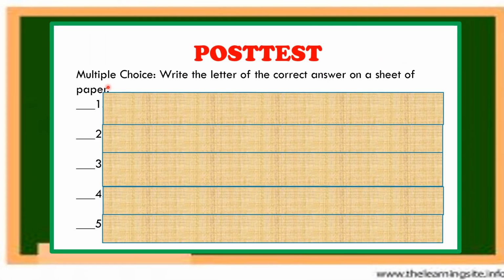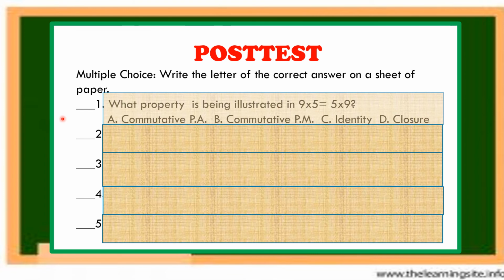We have our post test. Write the letter of the correct answer on a sheet of paper. Number 1. What property is being illustrated in 9 times 5 equals 5 times 9? Letter A, commutative property of addition. Letter B, commutative property of multiplication. Letter C, identity property. Letter D, closure property.